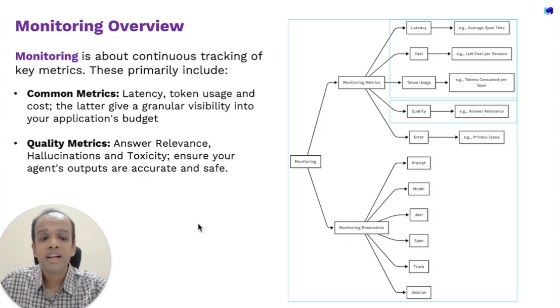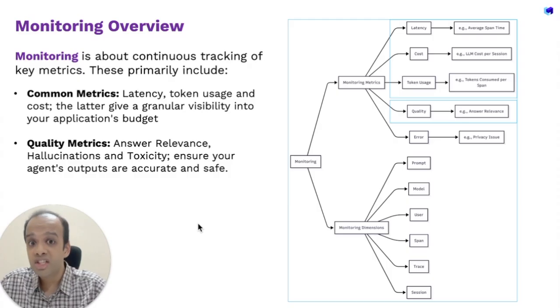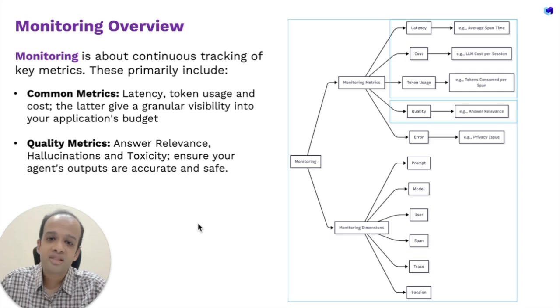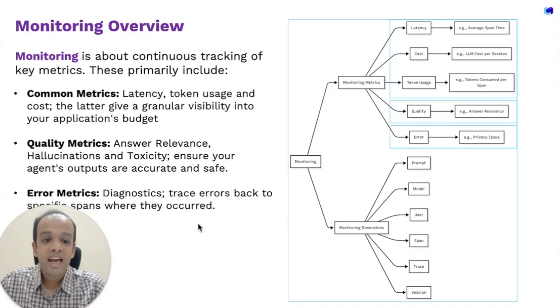Then there are quality metrics. Unlike traditional software, you need to track the quality of an agent's output. These metrics, such as answer relevance, hallucinations, and toxicity, are crucial for ensuring your agent is providing helpful, accurate, and safe responses. Finally, there are error metrics.